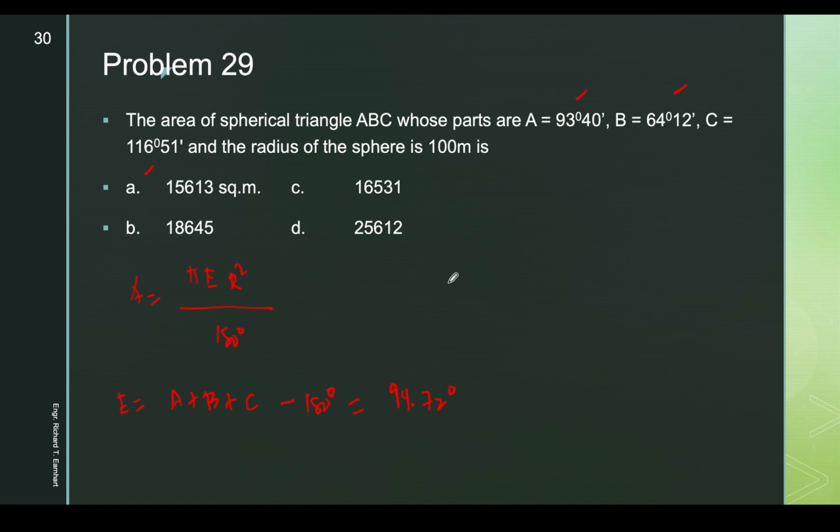So sum of the three angles, then minus 180 degrees, and that gives you 94.72 degrees. So therefore the area is equal to pi times 94.72 degrees times 100 squared divided by 180 degrees, and you should get here 16,531 square meters, and that is also letter C.